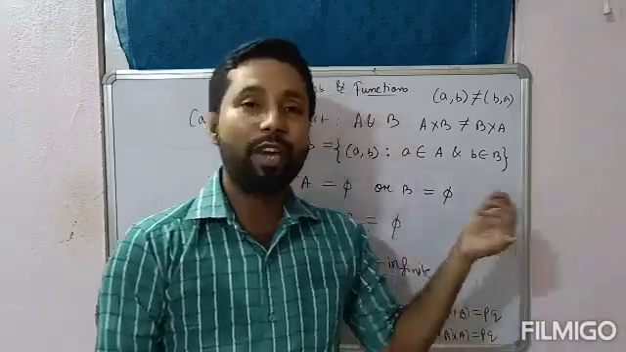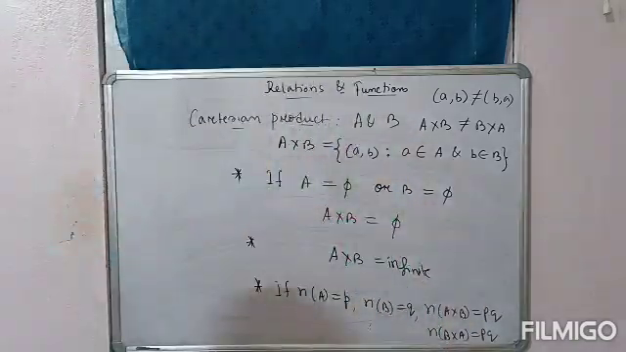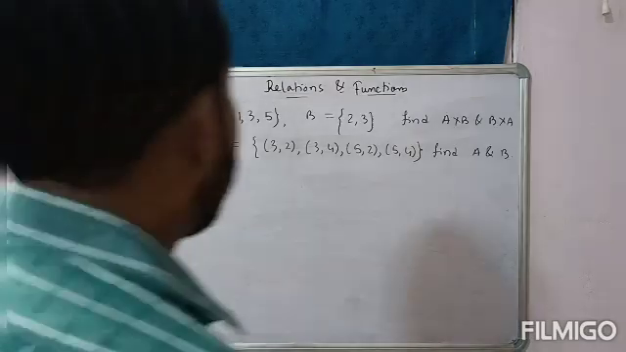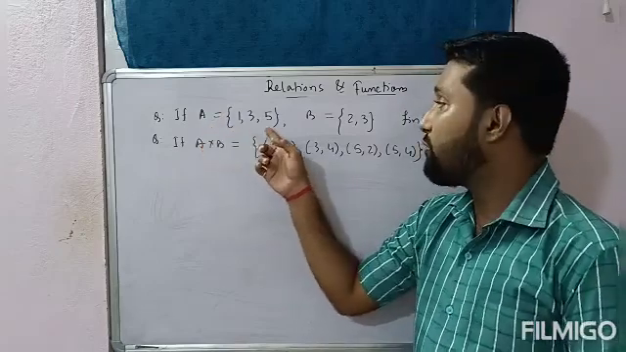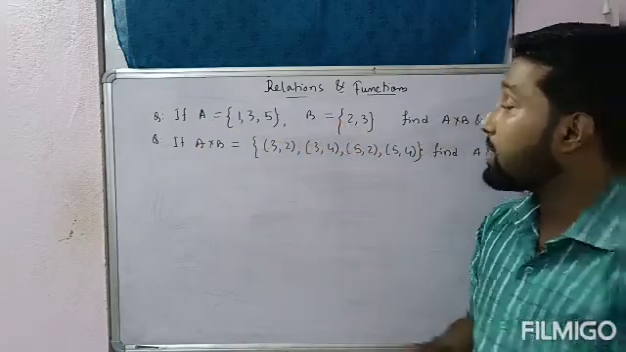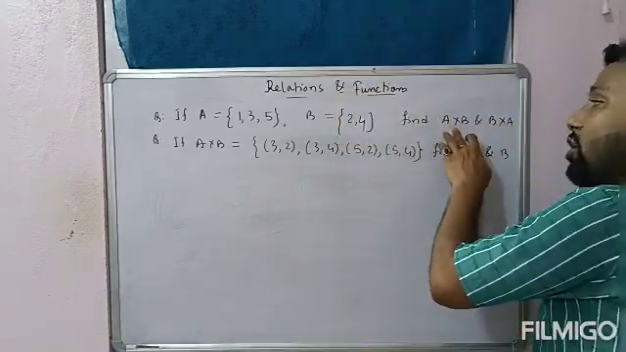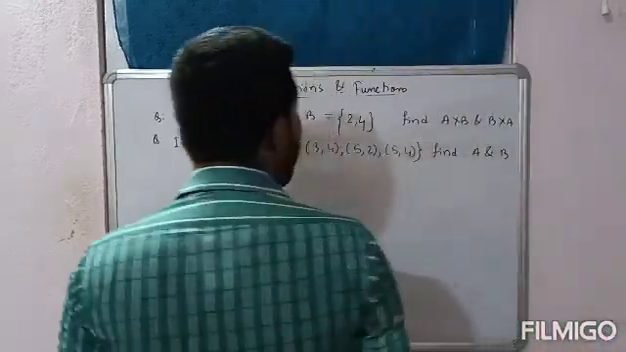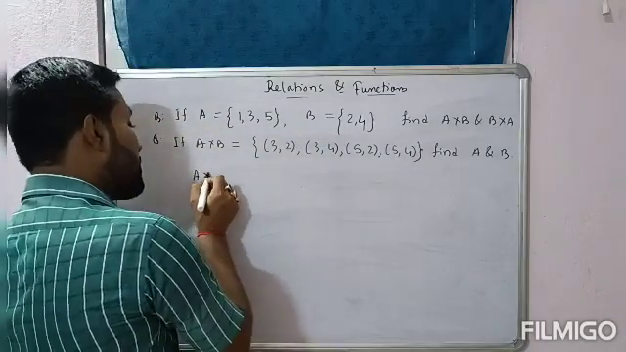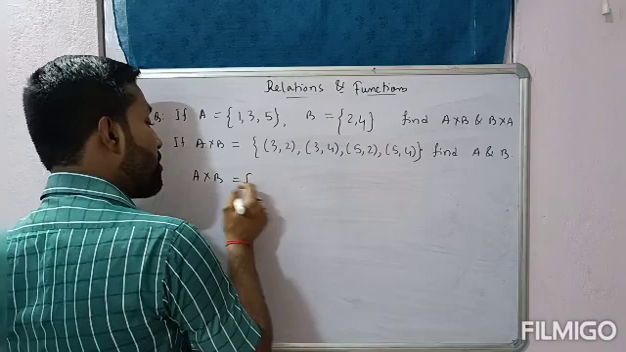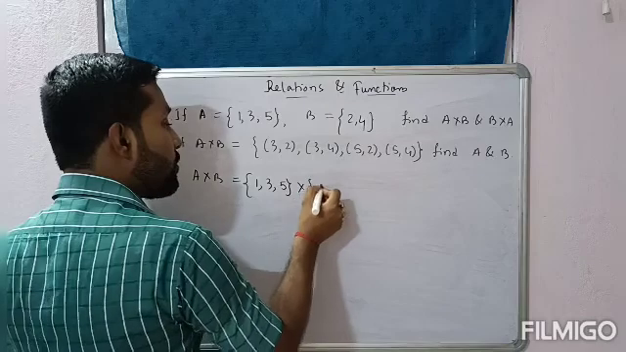Now I am going to discuss a few examples related to this Cartesian product and ordered pair. Okay. So let us discuss a few questions. The first question is, if A equal to 1, 3, 5 and B equal to 2, 4, then find A cross B and B cross A. Means you are asked to find the Cartesian product of A and B. To find A cross B, first of all you write down the elements of set A: 1 comma 3 comma 5 into 2 comma 4.